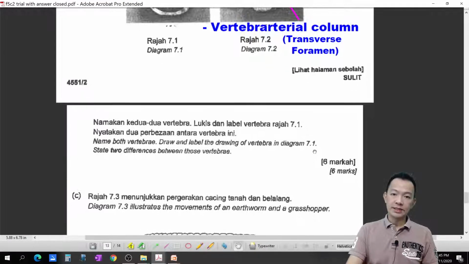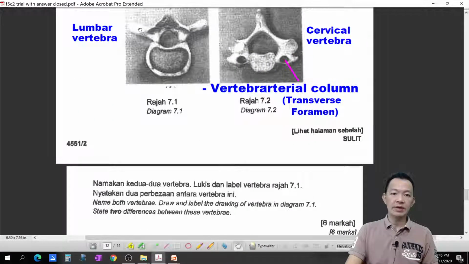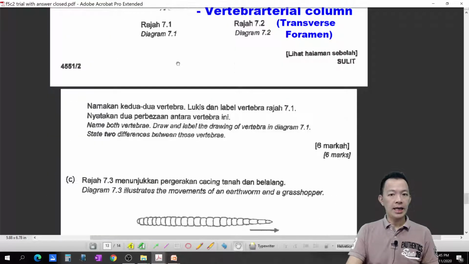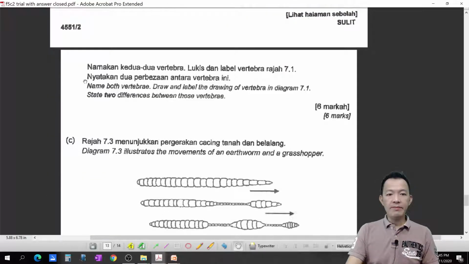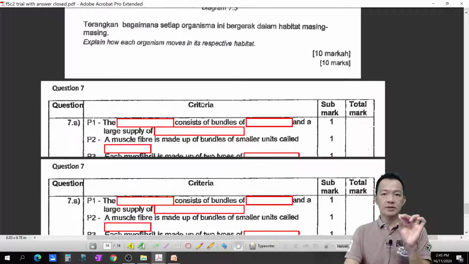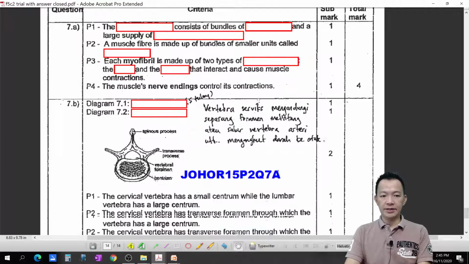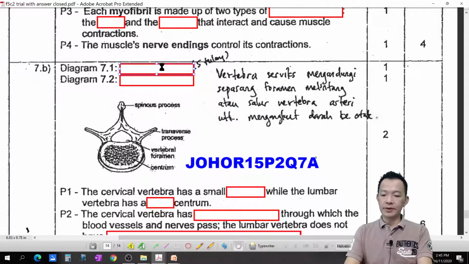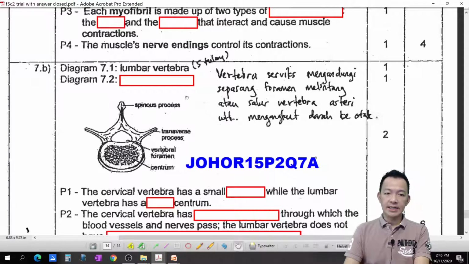Then draw and label the vertebra in diagram 7.1. They ask you to redraw and label the spinous process, transverse process, neural canal, centrum, and neural arch. You have labelled these many times. Then state 2 differences between these 2 vertebrae. Not difficult at all. 7.1 is the lumbar vertebra, 7.2 is the cervical vertebra.